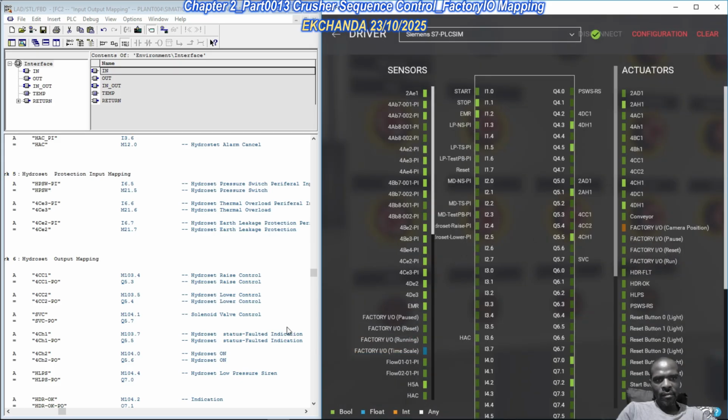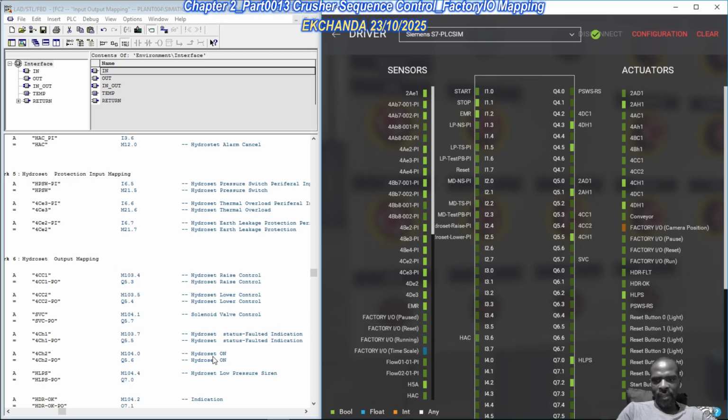Okay, so 4CH1 is mapped to Q5.5, and then hydroset pressure switch HLPS is mapped to Q7.0. So the hydroset low pressure switch is mapped to Q7.0, which is this address here.